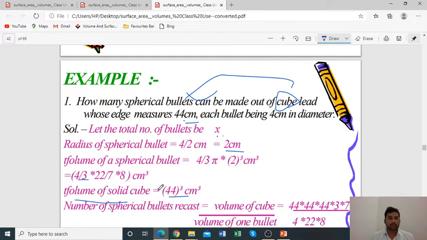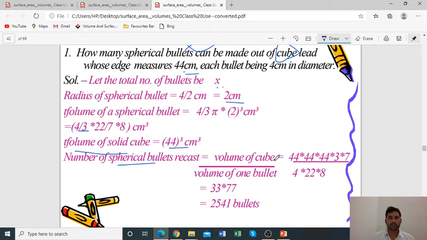So the number of spherical bullets is the volume of the cube divided by the volume of a spherical bullet. Volume of cube is 44 × 44 × 44, divided by 4/3 × 22/7 × 8. So we find that 2541 bullets are made from the cube. The measure is 44 centimeters.